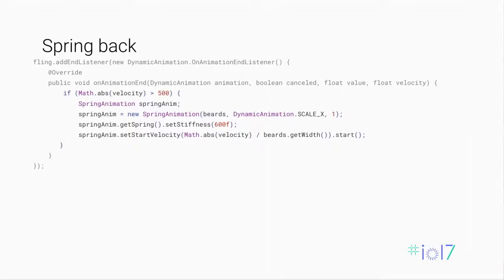And finally, we're going to set the start velocity. Here, you might notice I'm not using the velocity that I received from this callback, because that's the scrolling velocity, which is pixel-based. And for our scale animation, we want something that's in terms of scale. We can do that conversion by simply dividing the velocity by the size of the menu.